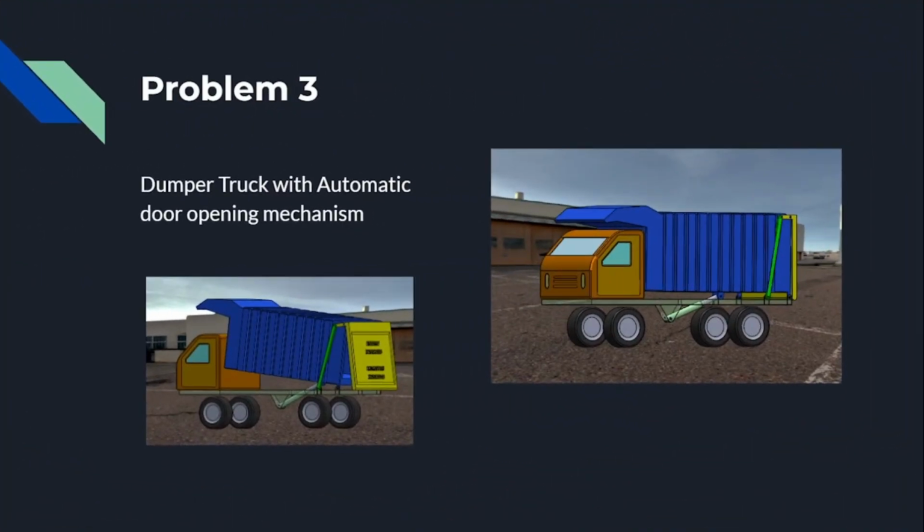This is the problem statement: a dumper truck with an automatic door opening mechanism. We have come up with a model that would have the door closed in the initial configuration. As you can see here, this is the initial configuration when the door is completely closed. And as the bin tilt angle is increased, the door opens automatically. This is an intermediate configuration, as you can see, when the door starts opening. Now let me guide you through the synthesis of the whole model.